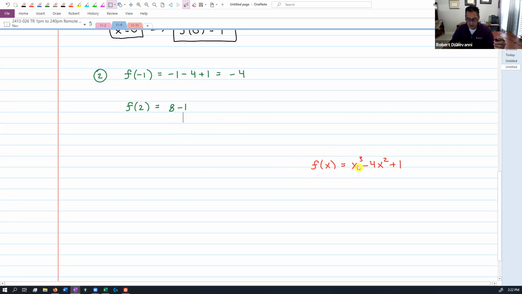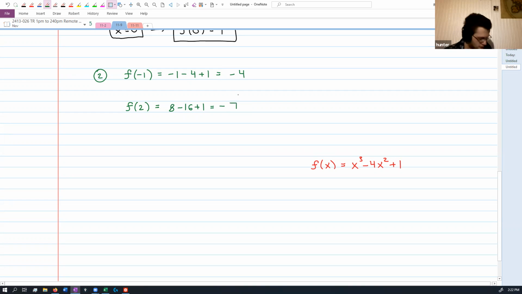I plug 2 in here, I get 8. Take away, let's see, take away 16, I think, and then add 1. So we get negative what? Negative 7. Yeah, -7.